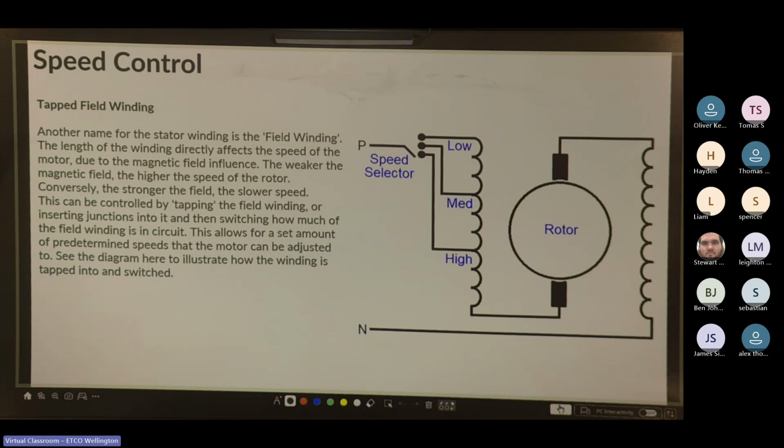So as you see there, the speed controller is just a tap switch. So you've got your three speed settings, your high, your medium, and your low. So basically high speed makes a shorter winding, medium speed makes it half as long as low speed, which makes it the longest. Yeah, pretty straightforward. You're basically changing the length of the winding, which lowers the resistance, which increases current flow.